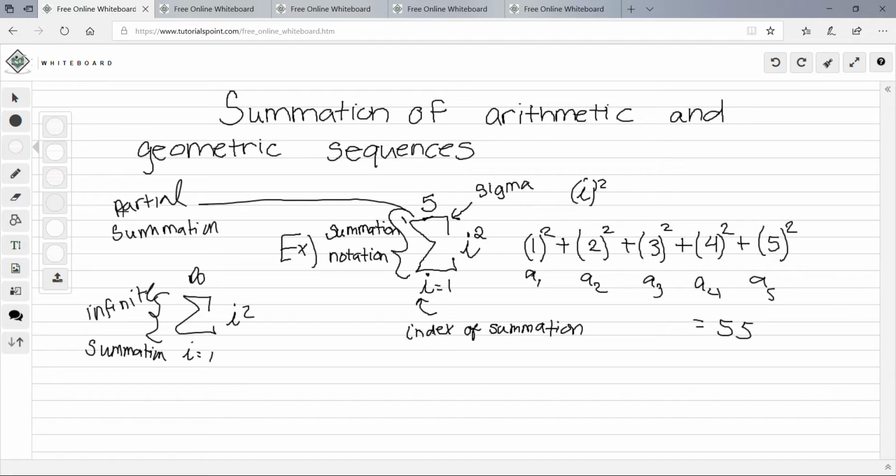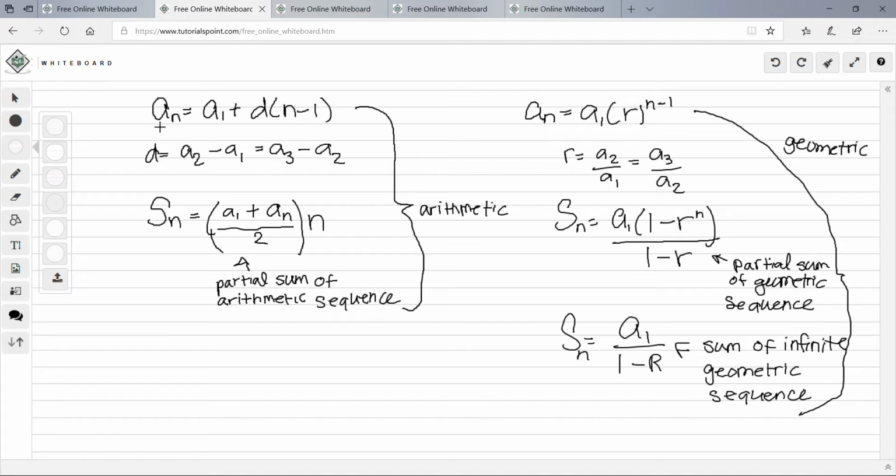And then there's formulas, so let's go over formulas. This should be a review. To find the nth term of an arithmetic sequence, an equals first term plus difference times n minus 1. I went over this in the series on geometric and arithmetic sequences, so if you want to review that, you can check out that video. And then the partial sum of an arithmetic sequence is Sn equals first term plus nth term, over 2, times n.